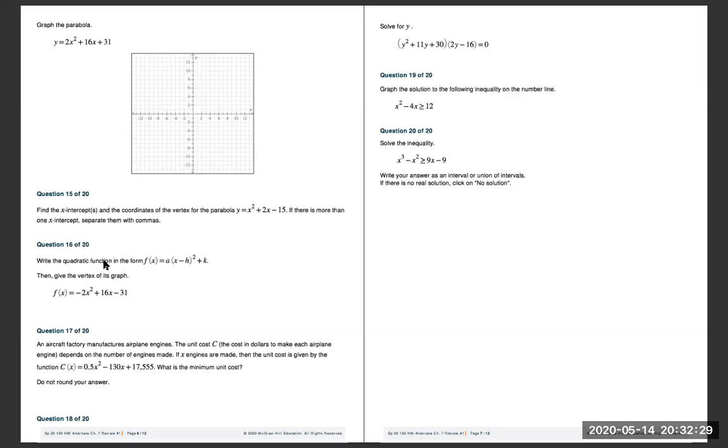Write the quadratic function in the form f of x equals a times the quantity x minus h squared plus k. Then give the vertex of its graph. So there are a few things I'm going to put on this screen before we move. So this form here we've been talking about for the past few days. This is called a vertex form for a quadratic equation. And since you have a function form here, it's quadratic function.